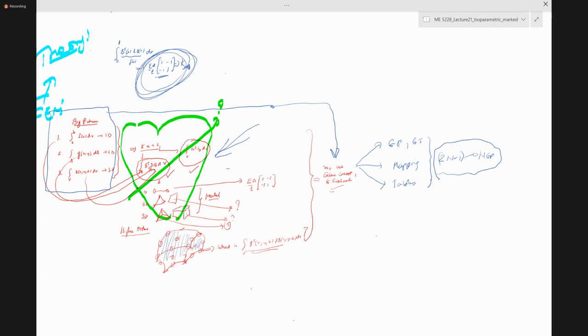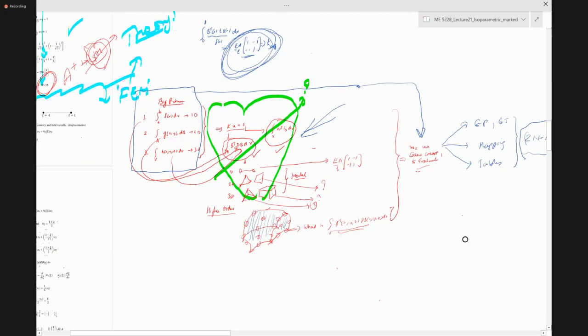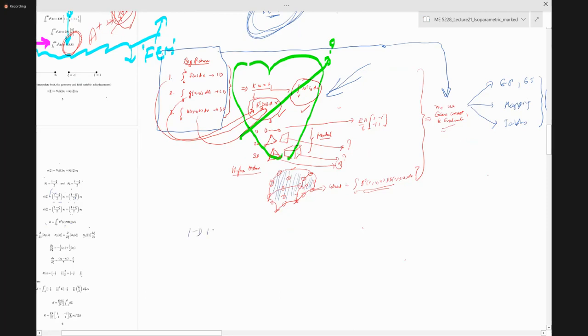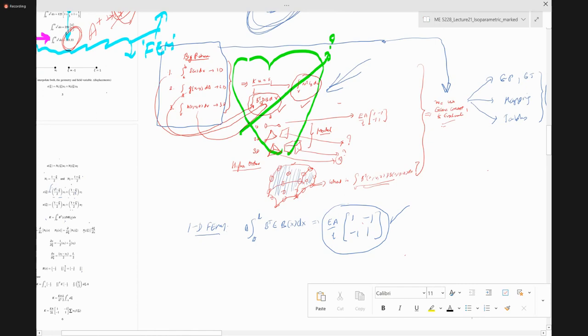Okay, now, to make sure you understand the concepts clearly, we do two things. 1D. We know the integral a to b, or 0 to L, of B transpose E B of x dx, with A outside, is equal to EA over L times 1 minus 1 minus 1, 1. We know this is true. But we're going to use numerical integration to get the same thing, for you to get confidence in using Gauss integration. That's what I'm doing in 1D, 2D, and 3D.